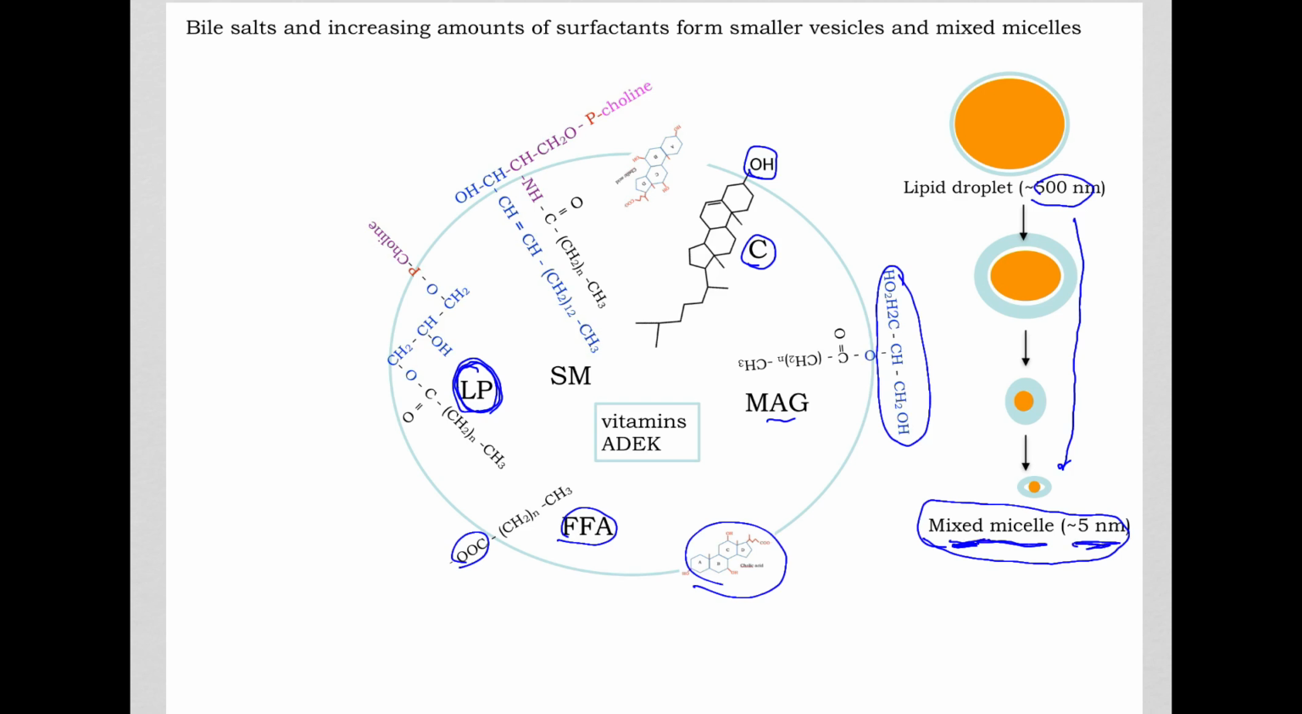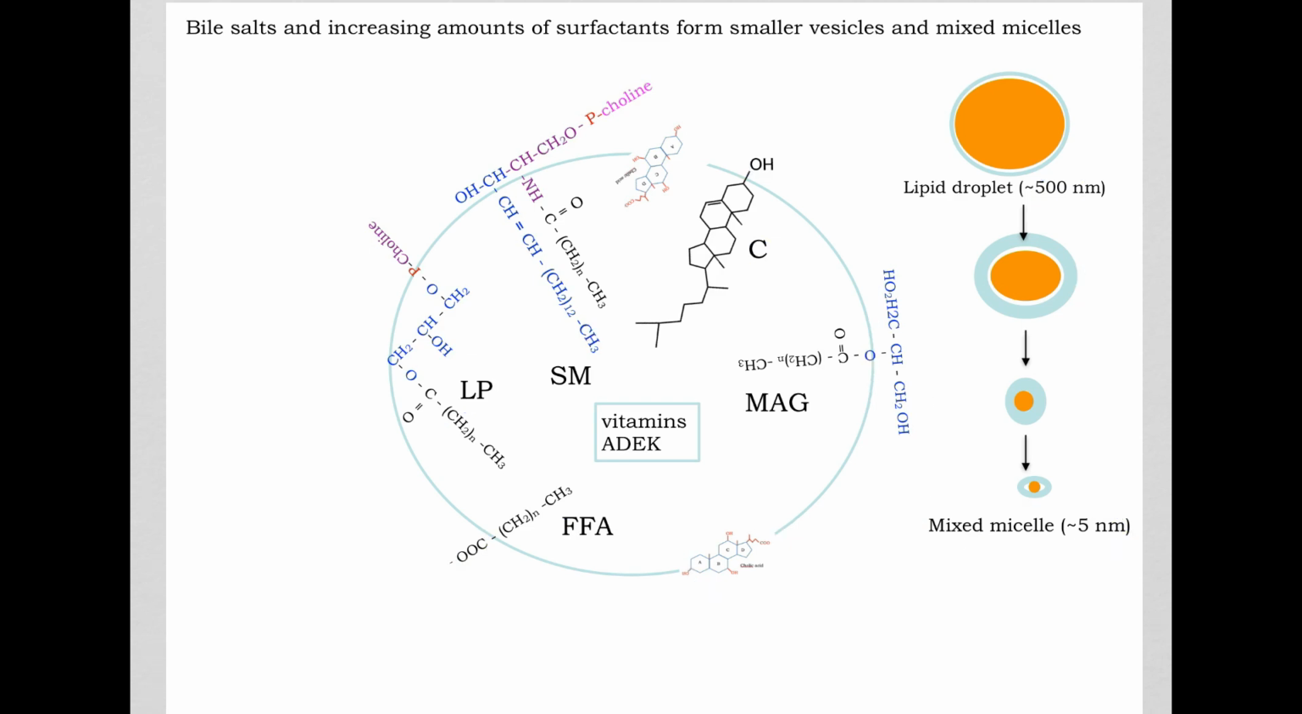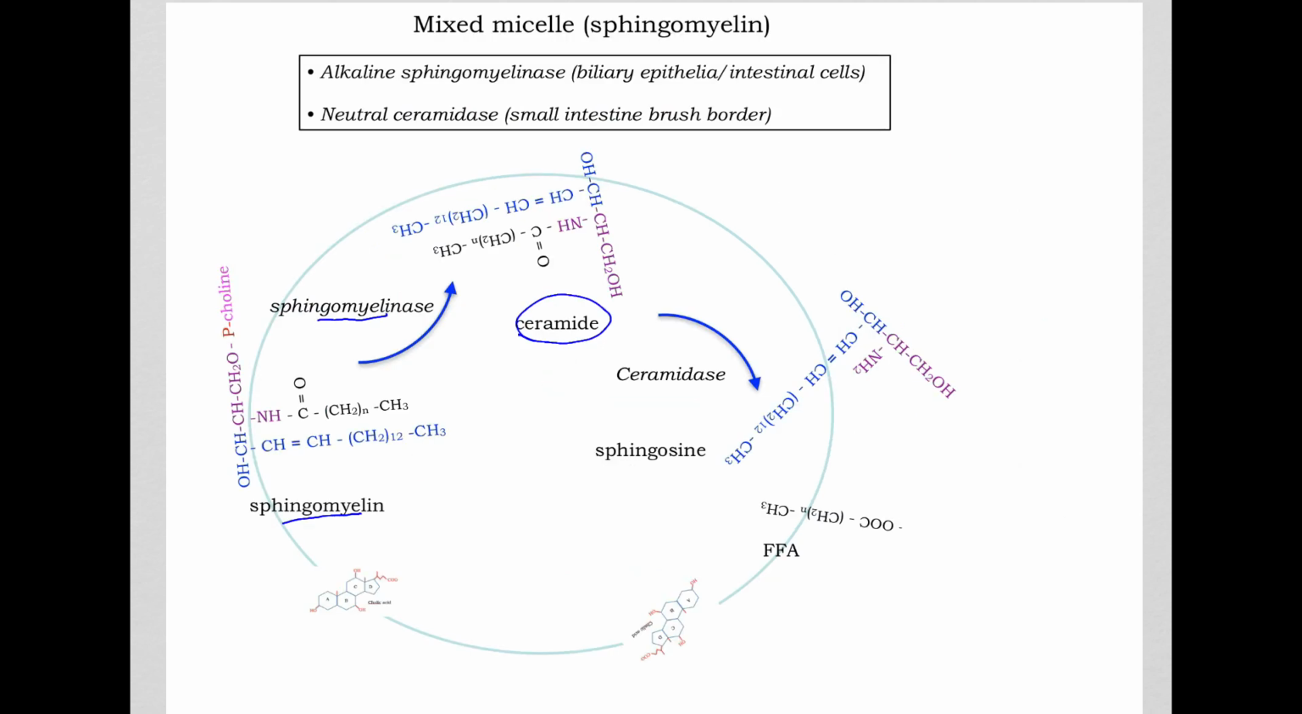So these are not micelles of pure bile salts, they are mixed micelles, so they are basically micelles containing bile salts and several other surfactants. So now we have these mixed micelles, very small mixed micelle particles that have a variety of polar lipids, surfactants, including sphingomyelin.